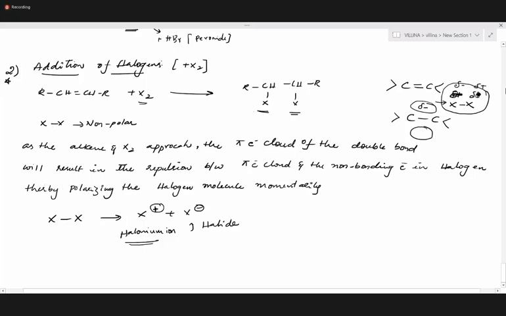So this is all the context you require, because if they ask a conceptual question, you should be in a position to answer. How does this polarization happen in the non-polar halogen molecule? Because of the electronic repulsions between the pi electron cloud and the non-bonding electrons present in the halogen atom. Okay, now let us see how the reaction will move forward.